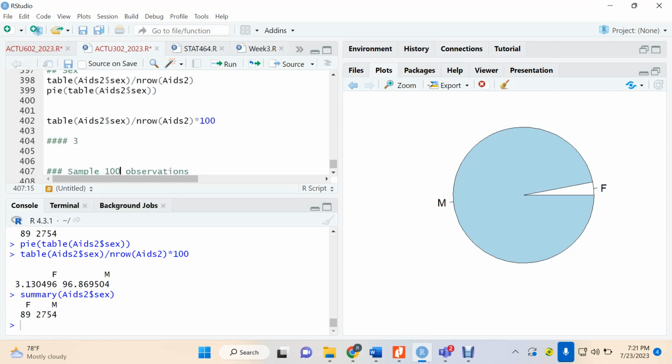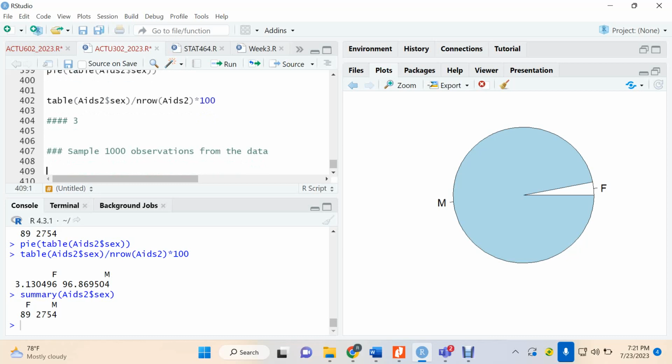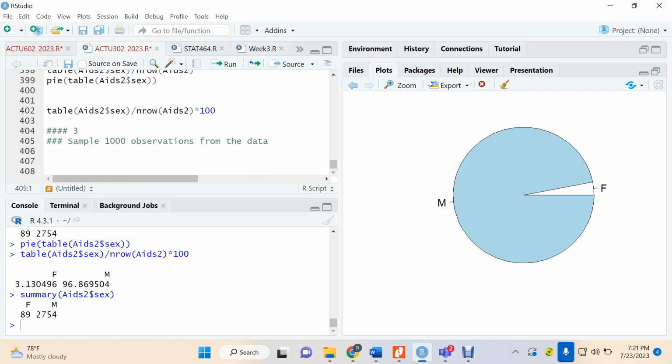Sample 1,000 observations from the data. We did this over and over and over again in class. So if we give you work and you can't do it, then it means all the assignments that you were doing and so forth, somebody was doing it for you.